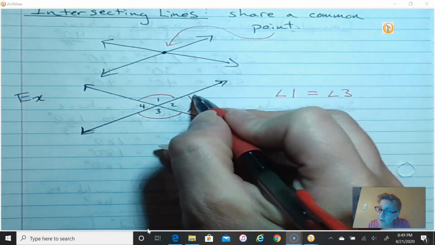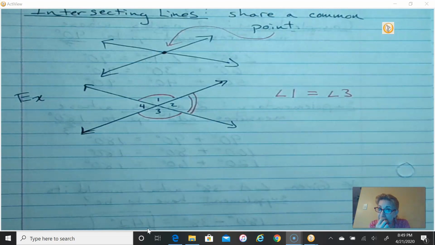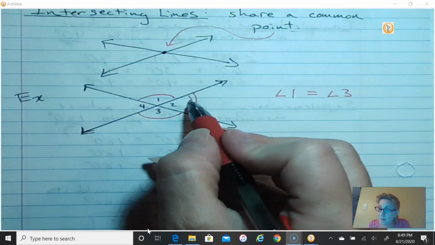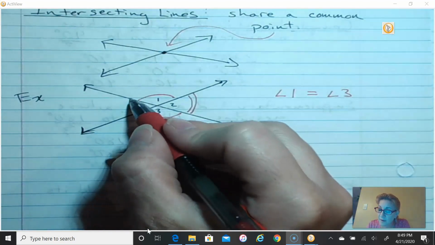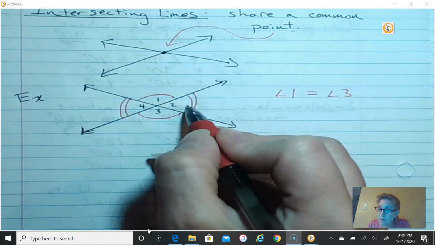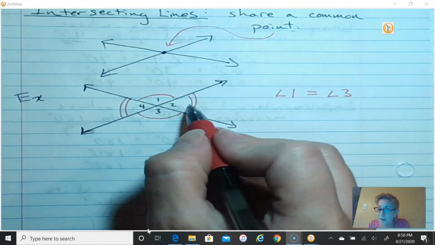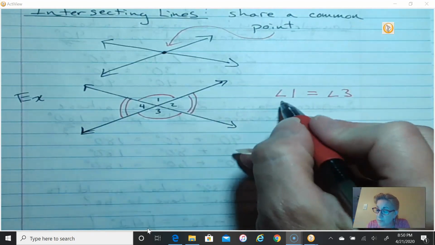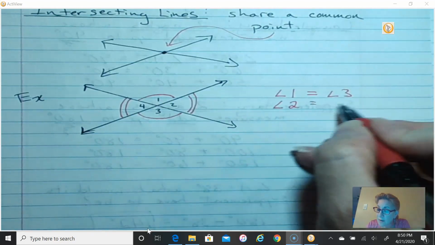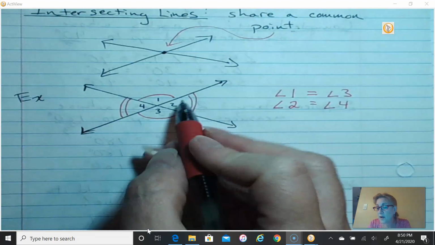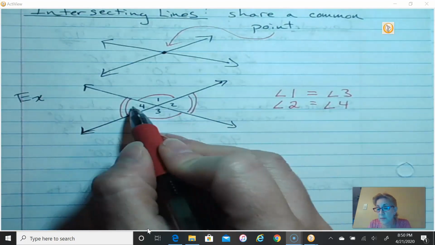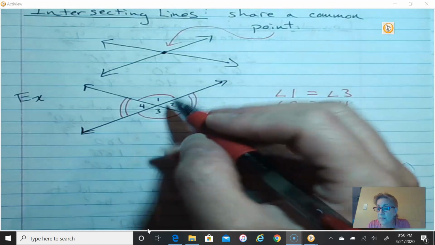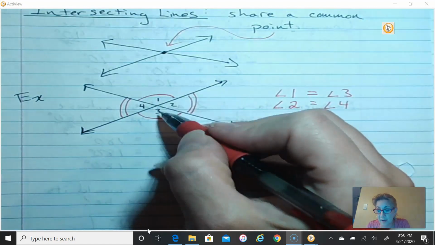Angle 2, see I have different lines there to denote that, because this angle is not the same as that one. Angle 2 equals angle 4. See, when they're across from each other, notice they equal each other. 2 equals 4 because they're across from each other. 1 and 3 are the same.